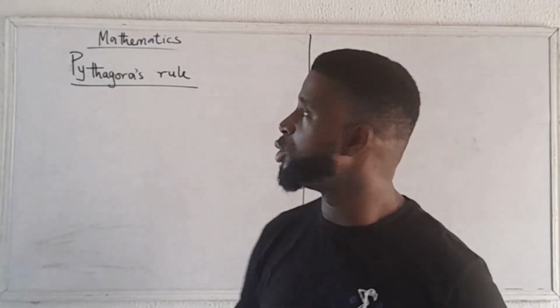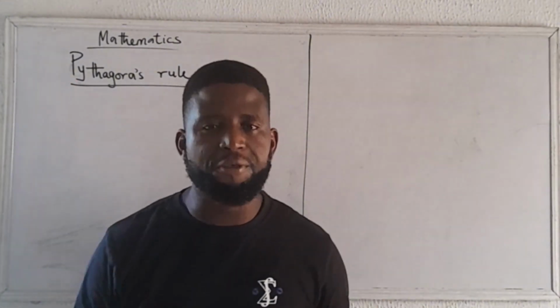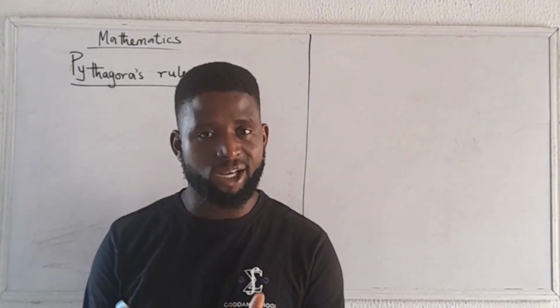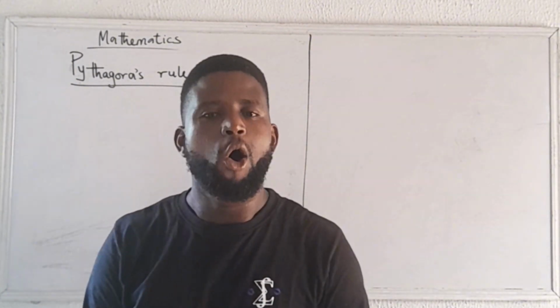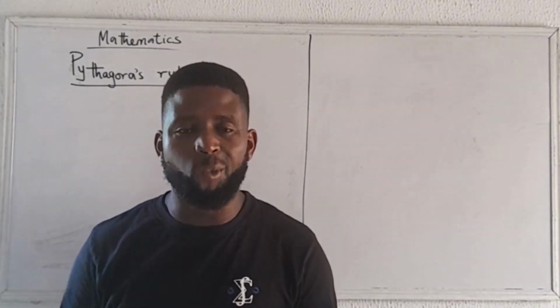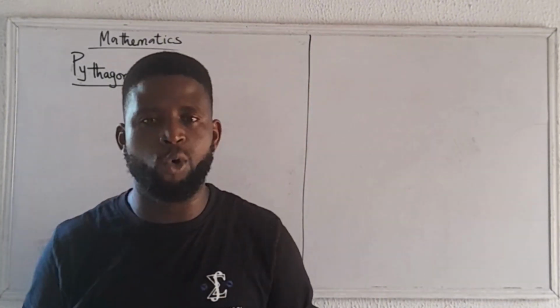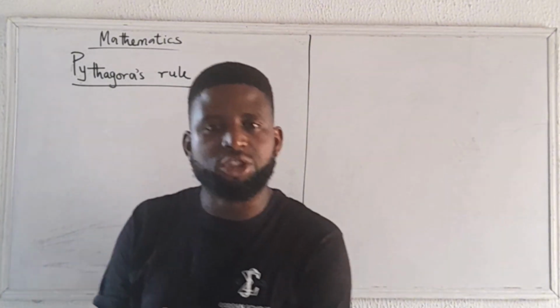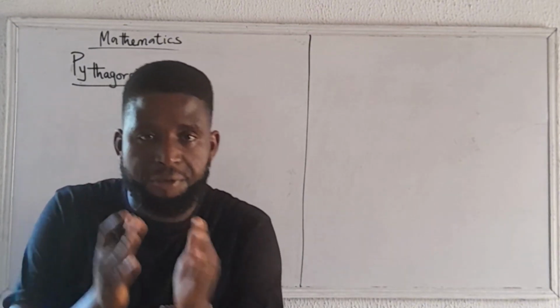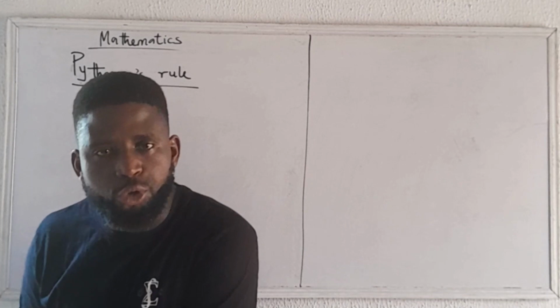In today's class, we'll be looking at the topic Pythagoras Rule. It was Professor Pythagoras who discovered the relationship between the sides of a right-angled triangle. So first, we look at what is a triangle, what is a right-angled triangle, and then what is the relationship postulated by Professor Pythagoras between the sides of a right-angled triangle.